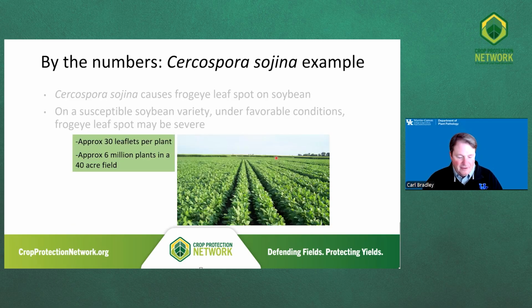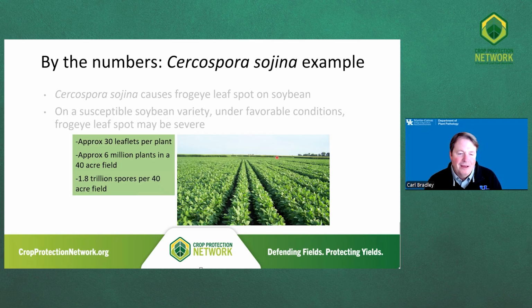All right, so let's think bigger. We're expanding this out, doing some math here. Let's say there's approximately 30 leaflets per plant, and if you've got a 40-acre soybean field, there's about 6 million plants in that 40-acre field.